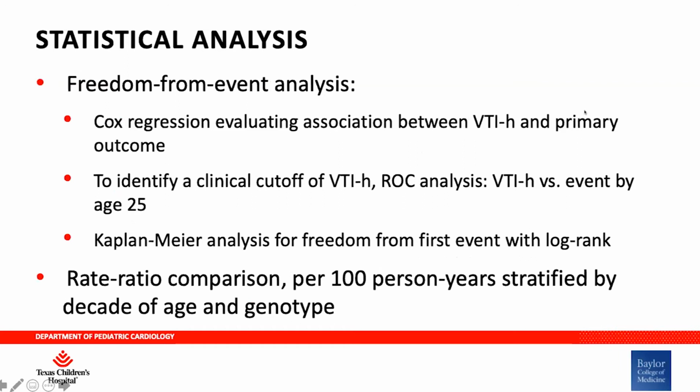So in this, we first used Cox regression to determine the association between VTI-H and the primary outcome. Then, in an attempt to identify a more clinically useful cutoff value of VTI-H, we performed an ROC analysis using VTI-H and event before age 25, while attempting to maximize specificity and sensitivity. Then, using that dichotomized VTI-H, we performed a Kaplan-Meier analysis with the composite outcome, now looking at it by dichotomized groups, comparing freedom from event, and then we used log rank to assess for any significant differences between the curves. Additionally, to account for people who may have had multiple events, we performed a rate ratio comparison evaluating rates of events per 100 person years as stratified by both decade of age and their genotype.